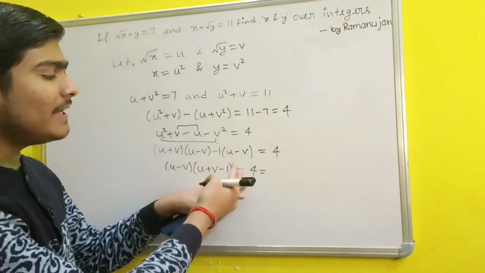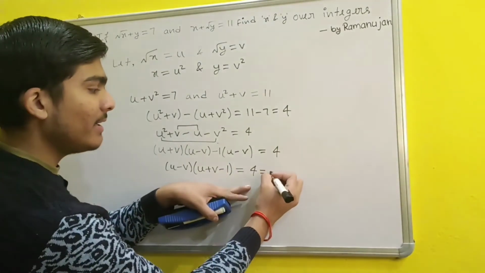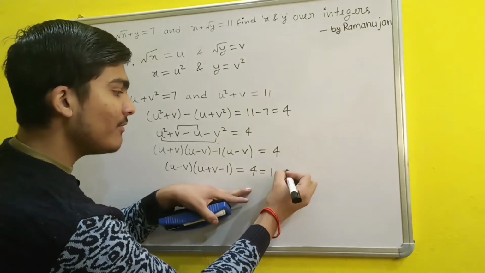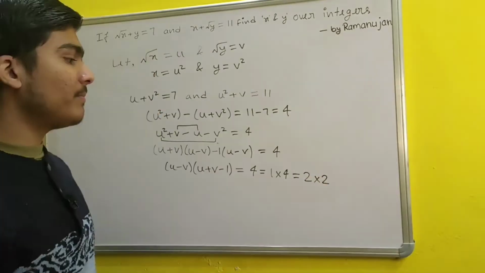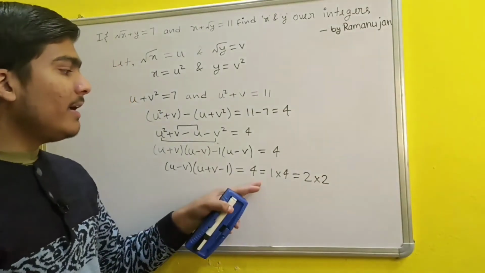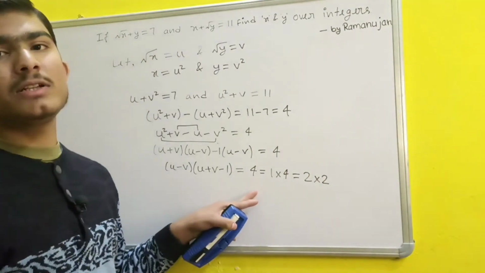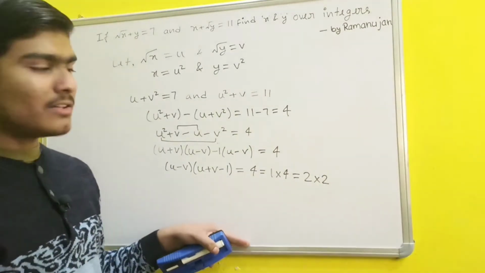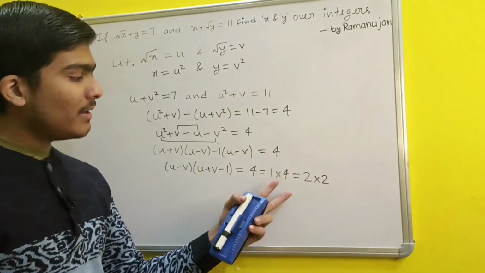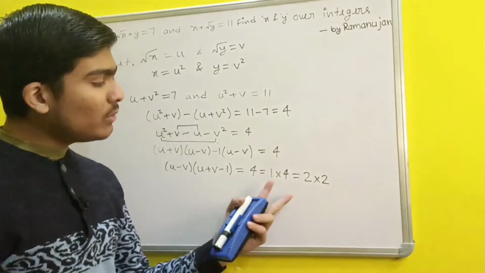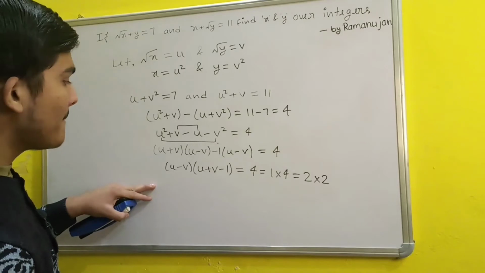So now we can take the integral factors of that 4 in two parts. First will be 1 multiply 4, second will be 2 multiply 2. You can say that it will be 8 multiply half, but half is not an integer. So over integers, 4 can be represented as the product of 2 numbers in only two ways, which I have already mentioned. Now there are two cases.